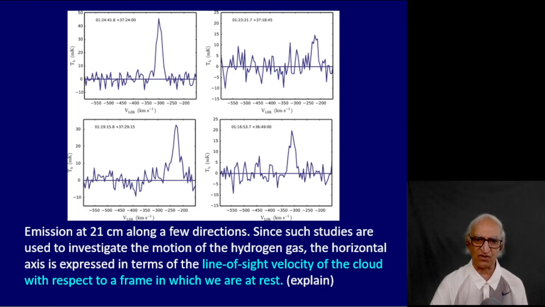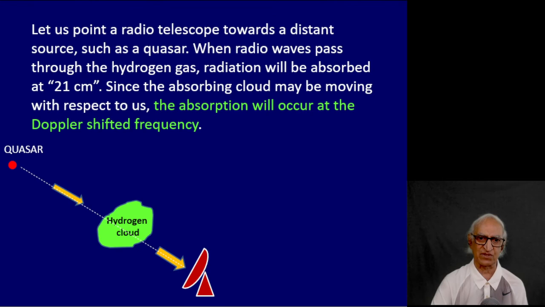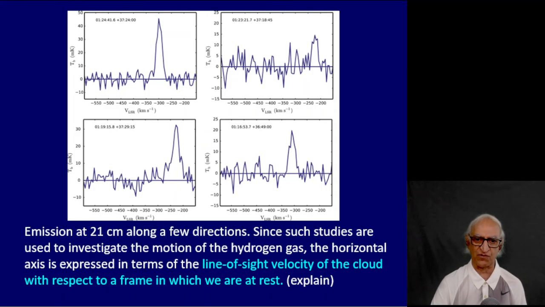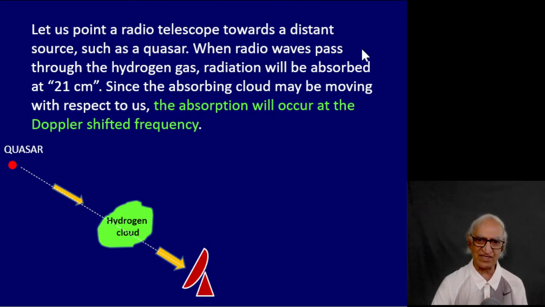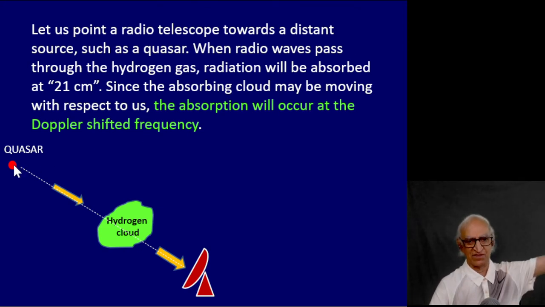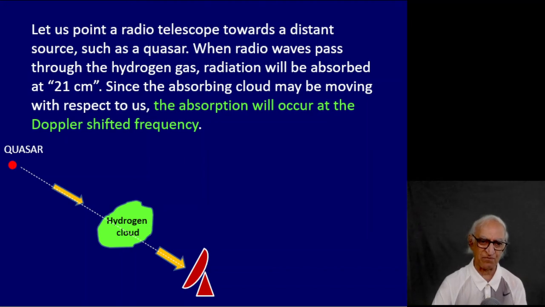Now, that's a repetition, so let us skip that. Let's try to understand, that was the emission so far. So far we were discussing emission, spontaneous emission of 21 centimeter radiation from hydrogen atoms in interstellar space. These hydrogen atoms can also be seen in absorption. Remember, anything that emits also will absorb. Now let us consider a distant quasar, which is billions of light years away.